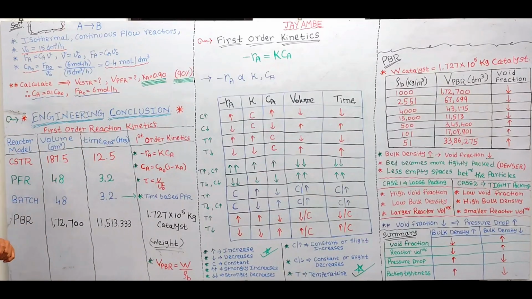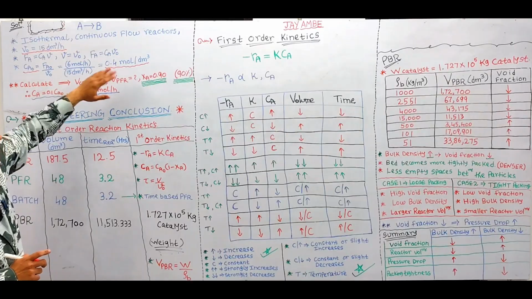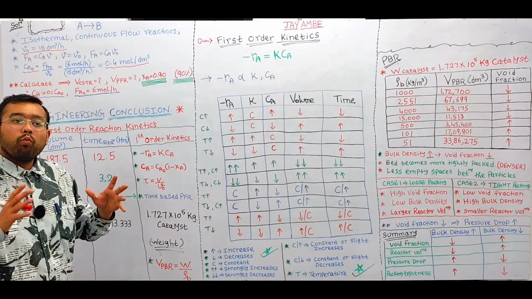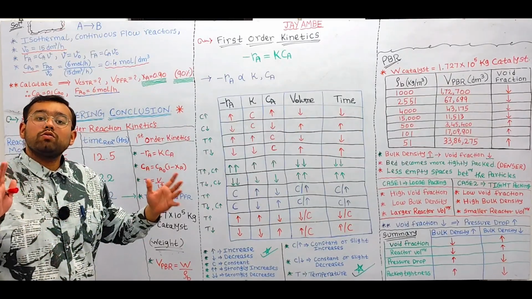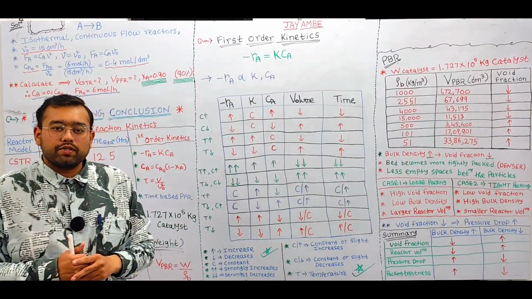is called the batch reactor. I hope you have understood. If you want to recall, I request you to please watch the previous lectures. Now, in order to design, the question was, for the first order reaction kinetics with the given rate law, in order to achieve the desired conversion of 90% by keeping all the operating parameters constant, how large a volume of the batch reactor would be required in order to achieve the desired conversion of 90%?